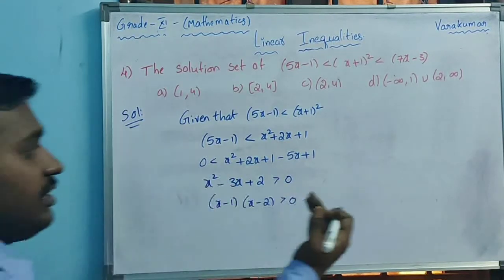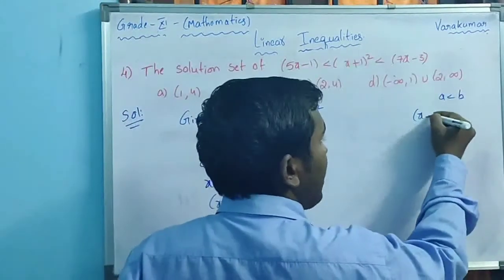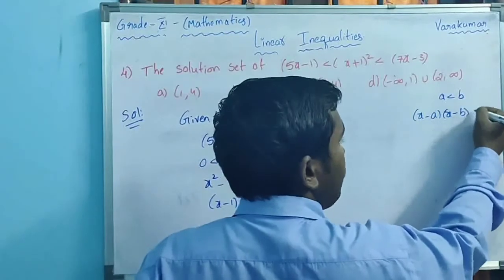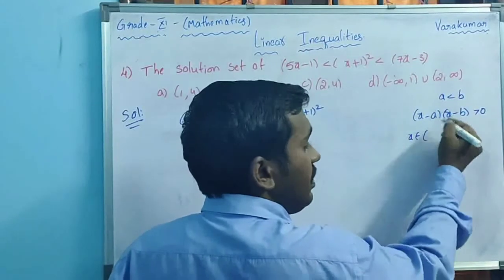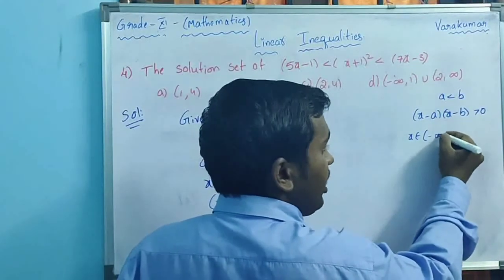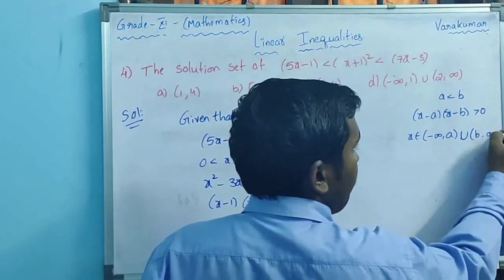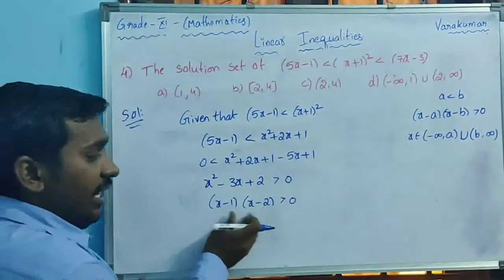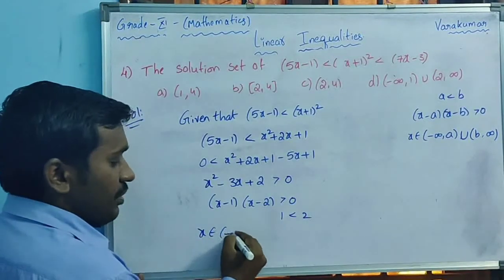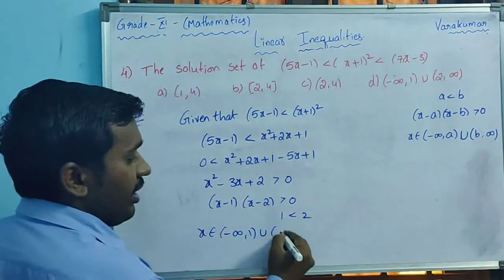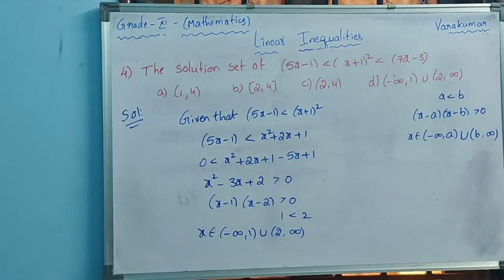We have already learned this previously. If a is less than b and (x minus a)(x minus b) is greater than 0, then x does not lie between them. So x belongs to minus infinity to a, union b to infinity. Here the values are 1 and 2, and 1 is less than 2. So x belongs to minus infinity to 1, union 2 to infinity. So this is the first solution completed.